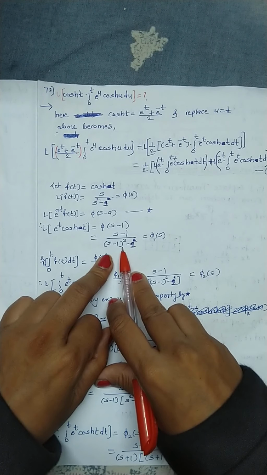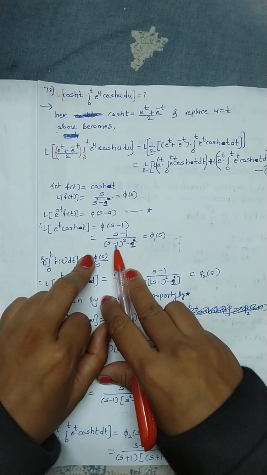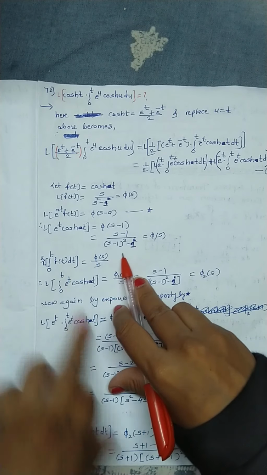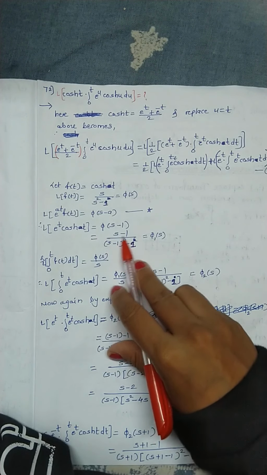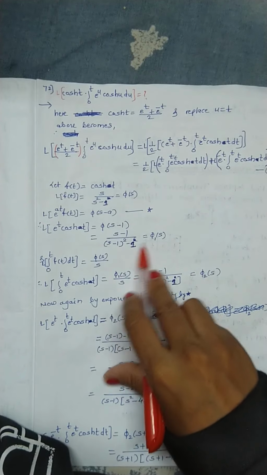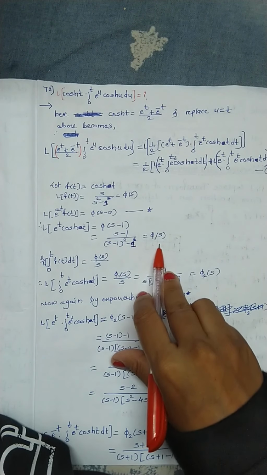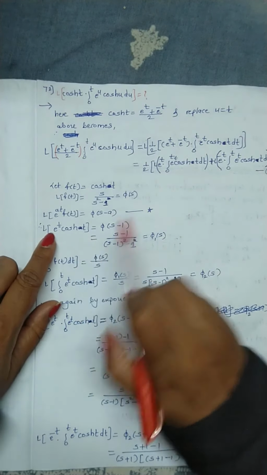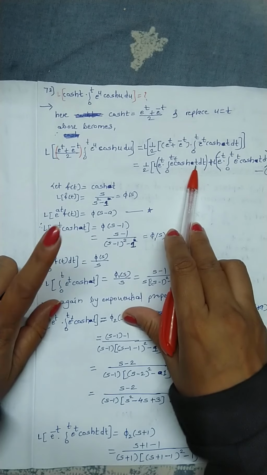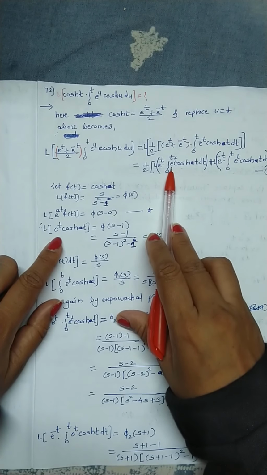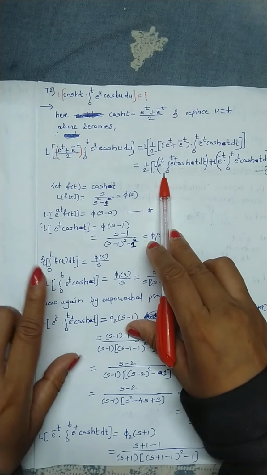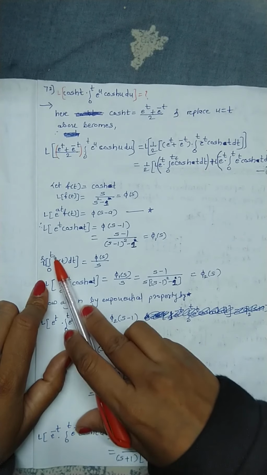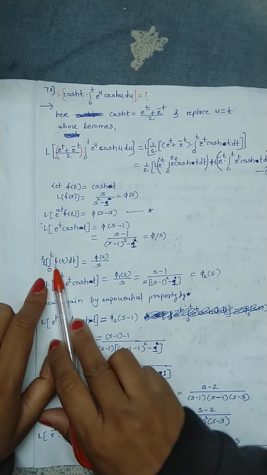Now don't solve the denominator. In earlier examples we solved the denominator because those were final answers, or we had to simplify. In this case we are going to use many properties, so just keep it as it is. Call this phi 1 because we are going to use it again. First we calculated the Laplace of cos hyperbolic t, then we applied the exponential property. Now apply the Laplace of integration property. The Laplace of integration 0 to t of f of t dt is nothing but phi of s upon s. This is the original formula.